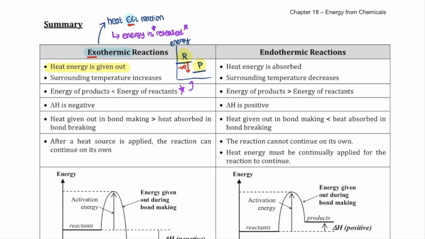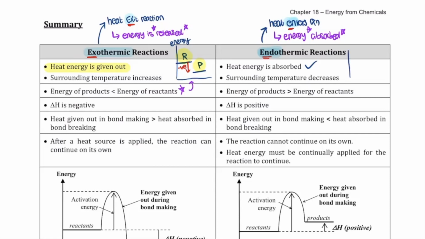For endothermic reactions, on the other hand, it is a little bit different. For endothermic reactions, heat is going to enter the reaction. So endothermic stands for enter, enters the reaction. Now, what does heat enters mean? This means that energy is being absorbed by the reaction. And since heat energy is absorbed, the surrounding temperature will lose energy towards the reaction itself, and this causes a decrease in the surrounding temperature. So you can see over here that the energy of products is greater than the energy of reactants.